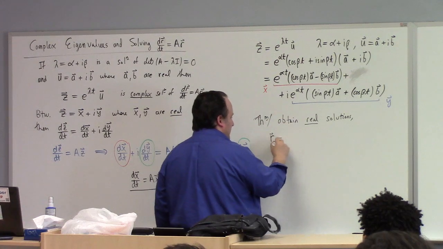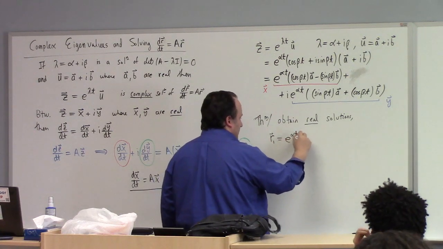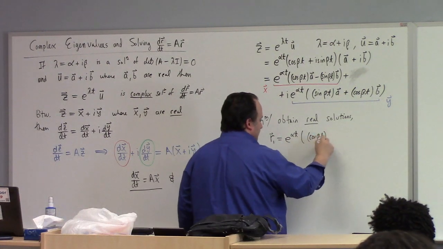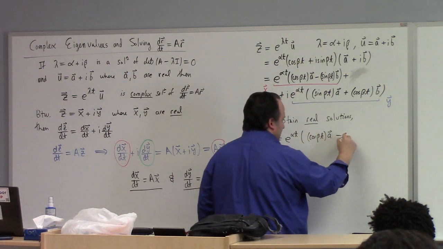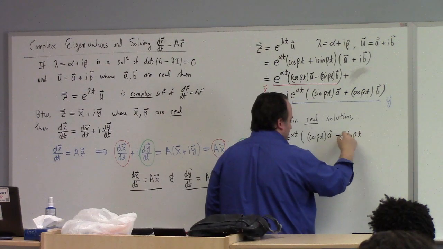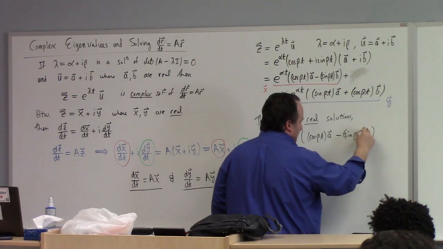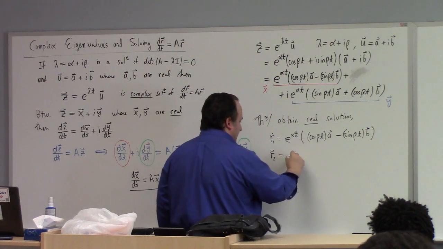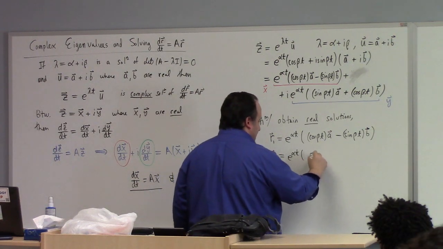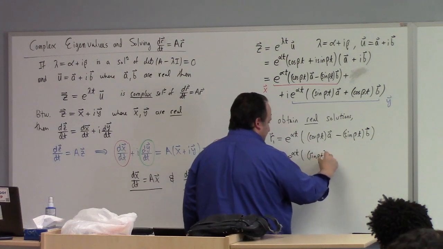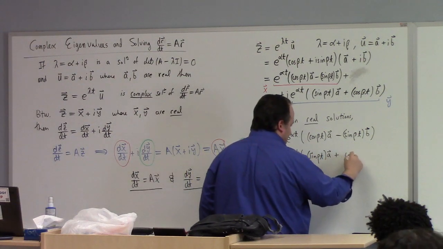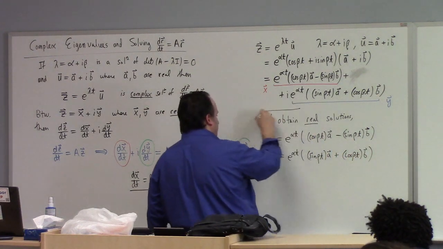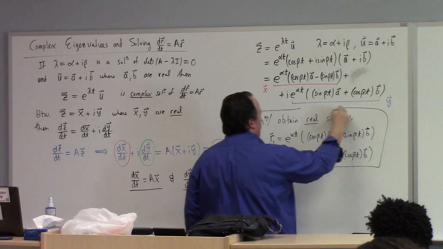Let's say R1 is e to the alpha t times cos beta t times the a vector minus the sine of beta t times the b vector, and also R2, which is e to the alpha t sine of beta t times the a vector plus cosine beta t times the b vector, all right? So that's the theorem to remember here.